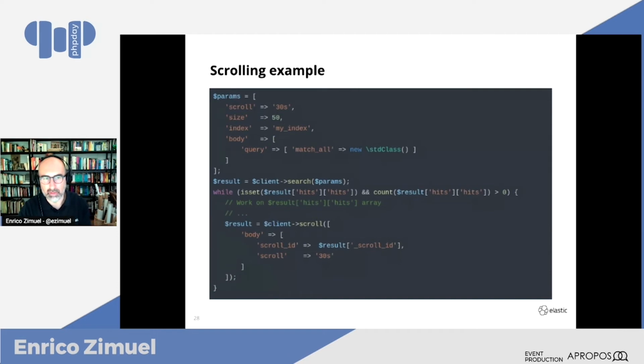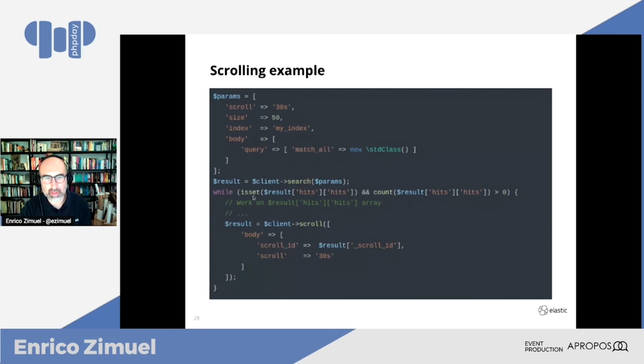So 50 hits per page. This is the index, and this is the body, the query. So match all means select star in SQL terminology. So how to perform the pagination?